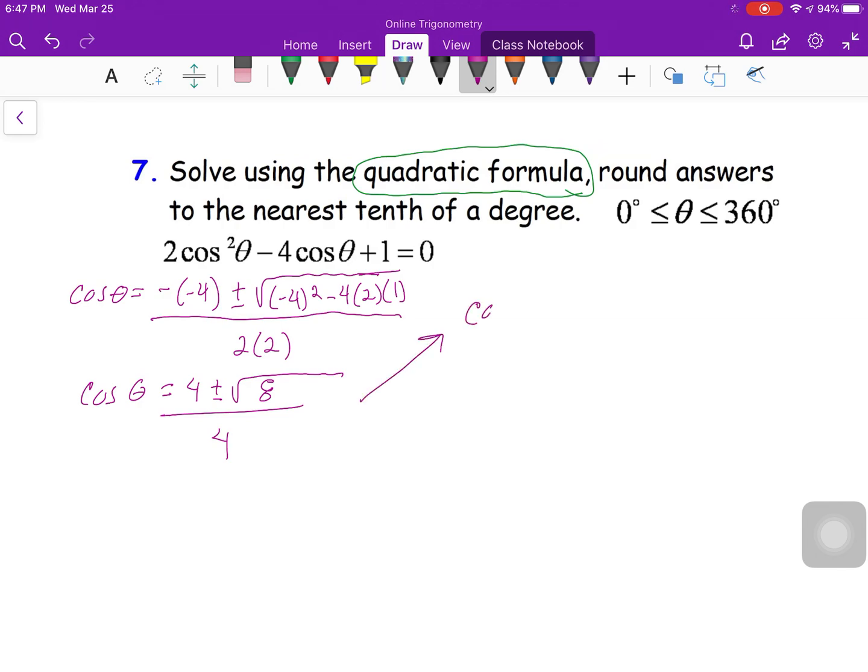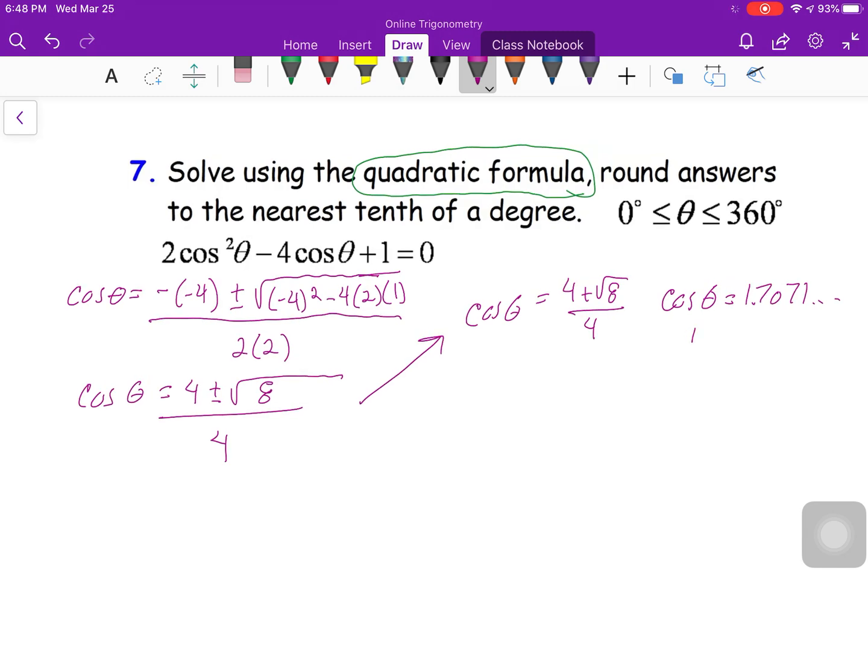One of them is the cosine of theta is equal to 4 plus the square root of 8 over 4. But if I take 4 plus the square root of 8, and I get that total, and then I divide that by 4, I get 1.7071. So cosine of theta equals 1.7071, and it keeps going. We just said cosine can't be bigger than 1. So that part of it is going to give us no solution. Let's see about the other part.